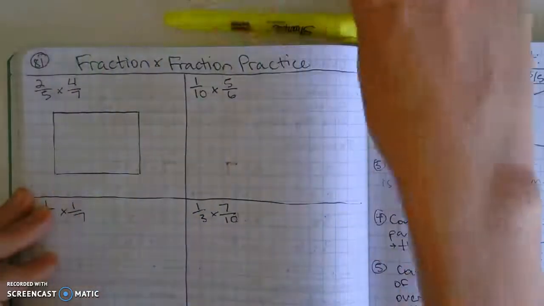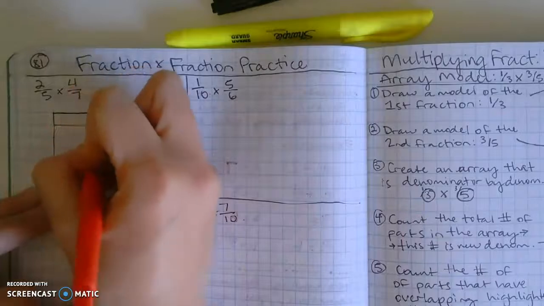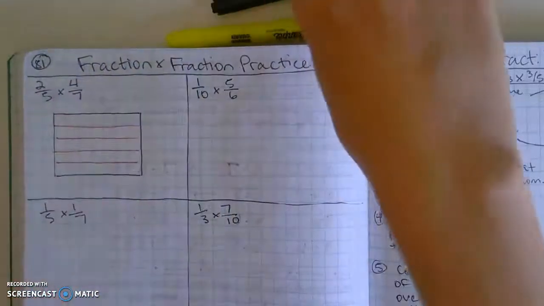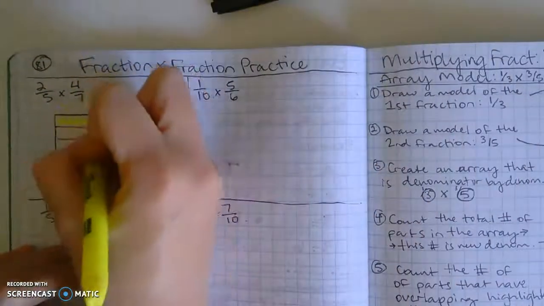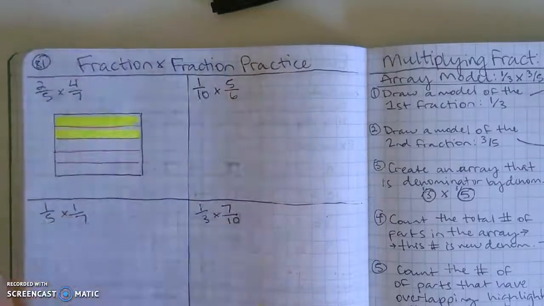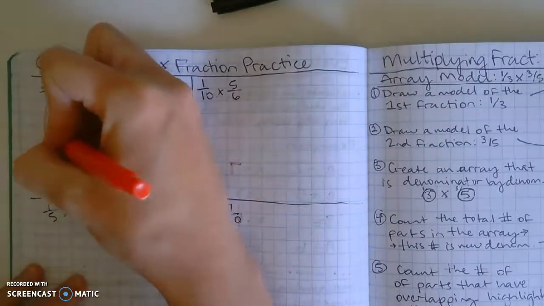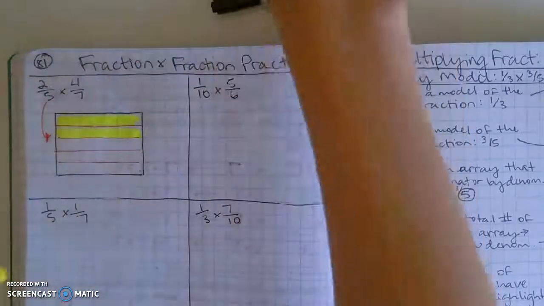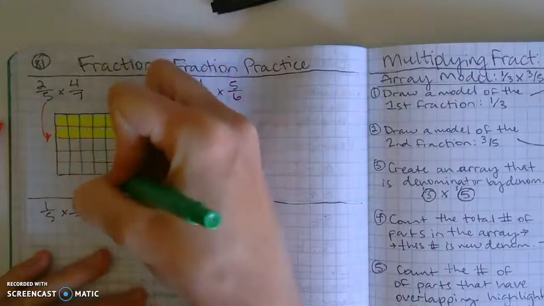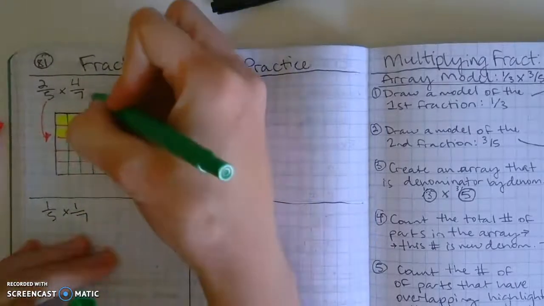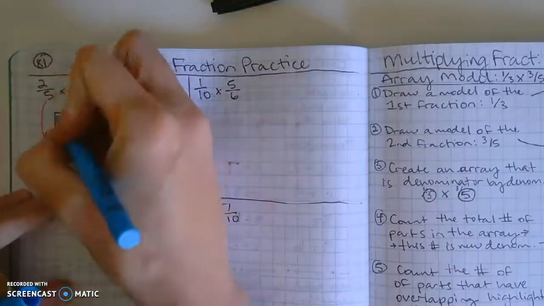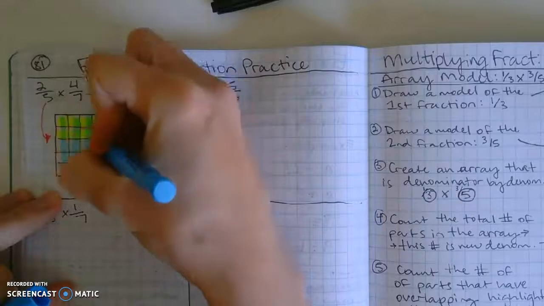So now I'm going to split mine up this way. 5, 1, 2, 3, 4, and 5. And I'm going to color in 2 of those because that's my numerator. So if you want to, you can match these here. Okay. And then I'm going to split this into sevenths. 1, 2, 3, 4, 5, 6, and 7. And this is going to go right here. And I'm going to color in 4 of those. Just watching my time. 1, 2, 3, 4.